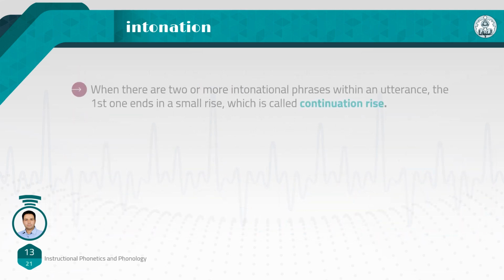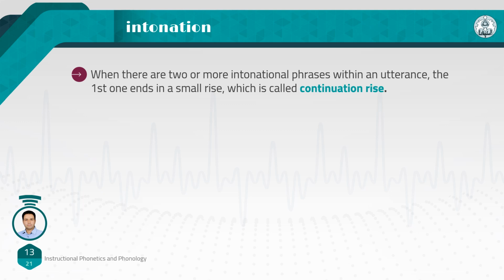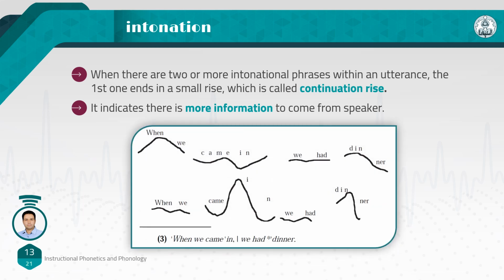When there are two or more intonational phrases within an utterance, the first one ends in a small rise, which is called continuation rise. It indicates there is more information to come from the speaker. The break between two intonational phrases may be marked, as in sentence 3, by a single vertical stroke. As you can see, there is a single vertical stroke between the two parts. When we came in, then there is a single vertical stroke, and afterwards we had dinner.